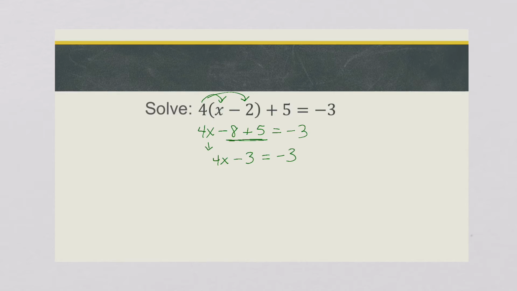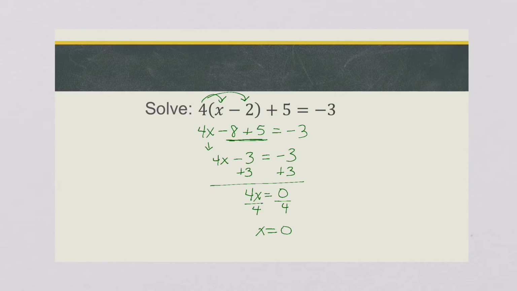Now this looks like something we've dealt with before. So I want to add 3 to both sides. I get 4x is equal to 0. So I divide by 4. 0 divided by 4 is 0. So in this case I get an answer of x equals 0.